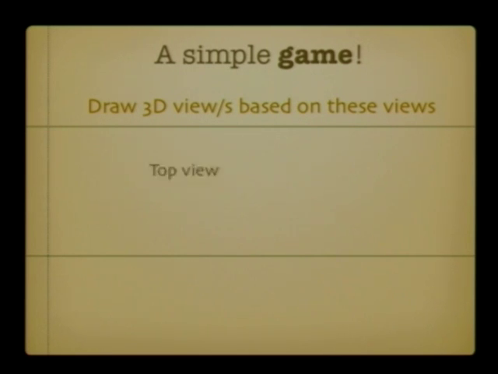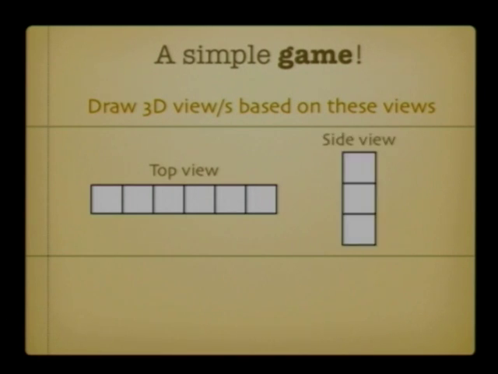I'll show you something which is a top view and a side view of an object. So what could be the 3D view of this object? Can you just doodle around and show it from there itself? It's like a 15-second job. Time starts now.